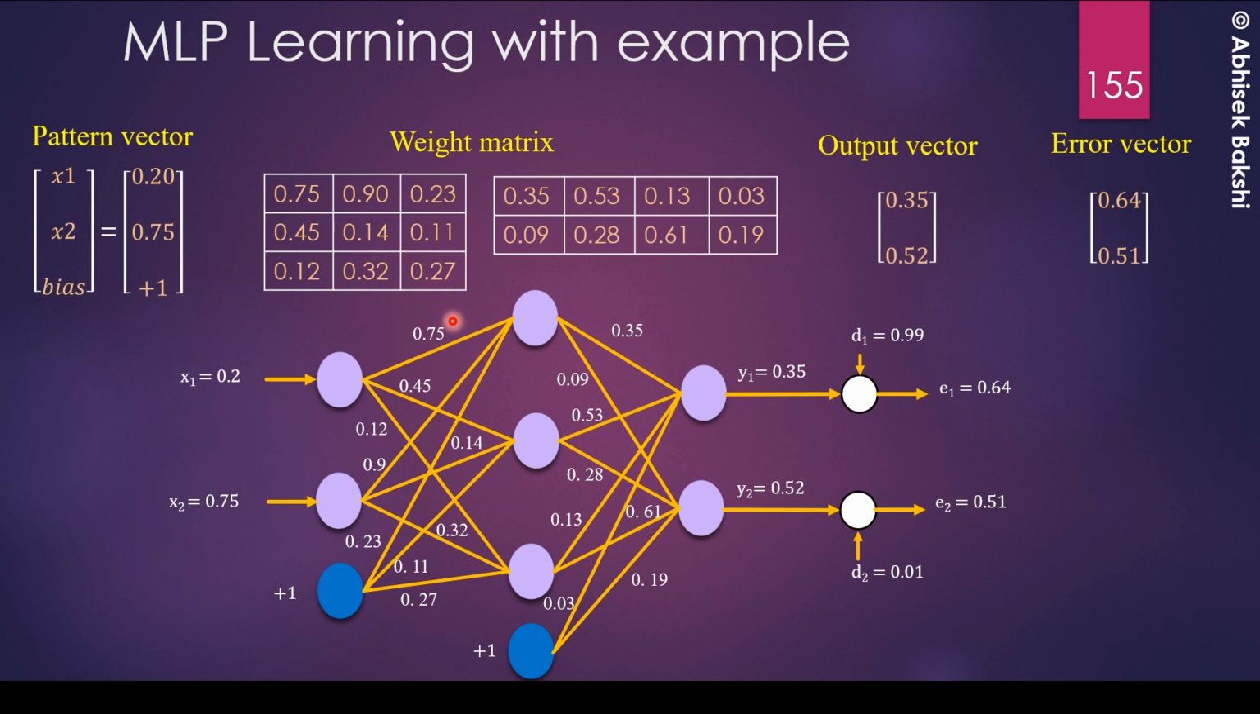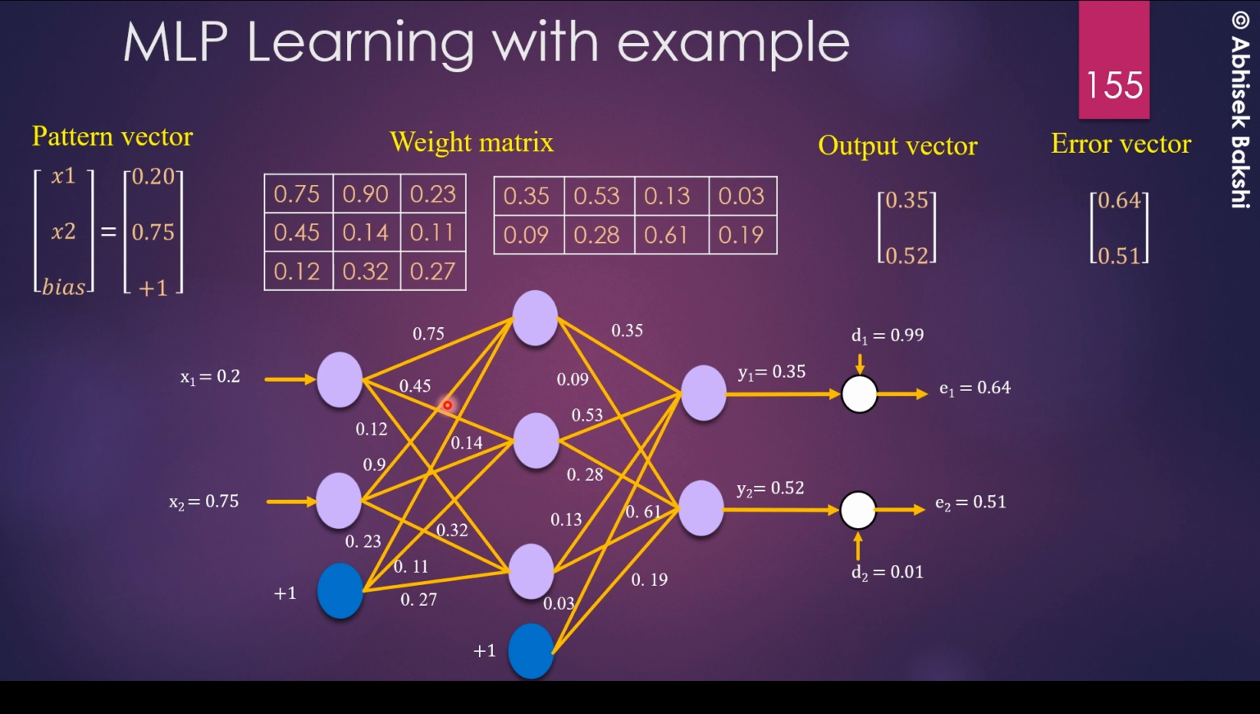Sorry, not j cross i, it should be j cross i plus 1. Why am I saying this? Because assume this is the ith layer and this is the jth layer. How many neurons are there in the jth layer? Don't consider bias. Bias is not a neuron. The number of neurons is 3. So in the jth layer we have 3 neurons, and in the ith layer I have 2 neurons.